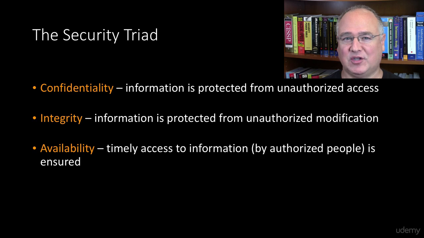What we're trying to do in security is protect what we call the CIA Triad or the Security Triad. Confidentiality. That means that we protect information from unauthorized access. That can be insiders or outsiders who just don't have the permission to access certain materials. Integrity. That means that we're trying to protect our data or our systems from unauthorized modification. And then availability. That means that we have timely access to the information by the right people.